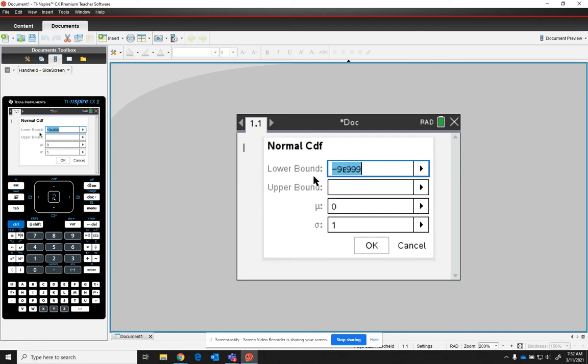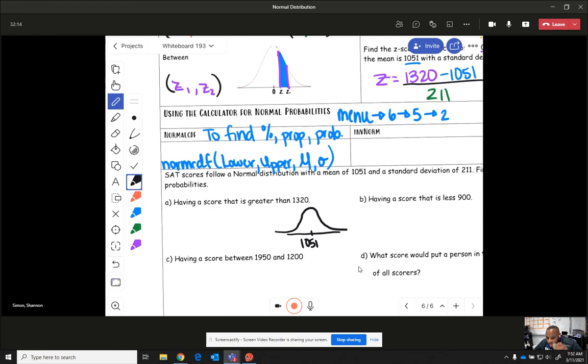So what we do first is we always draw a curve. When we draw these curves, I'm going to decide if I'm shading upper or lower. So this says a score that is greater than 1320. Here's what I need on my curve. I always list the mean on the curve. So here's the first part, 1051, on my curve. And then I decide I want to be greater than 1320. Well, where does 1320 fall? It falls to the right of 1051. And because I want to be greater than that value, I'm going to shade to the right.